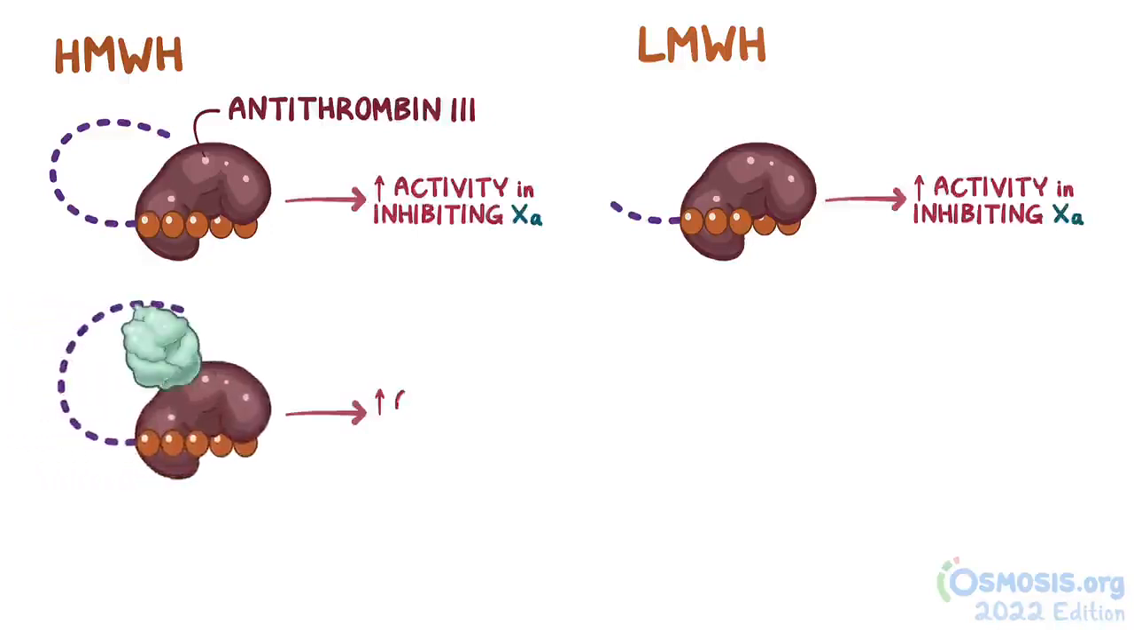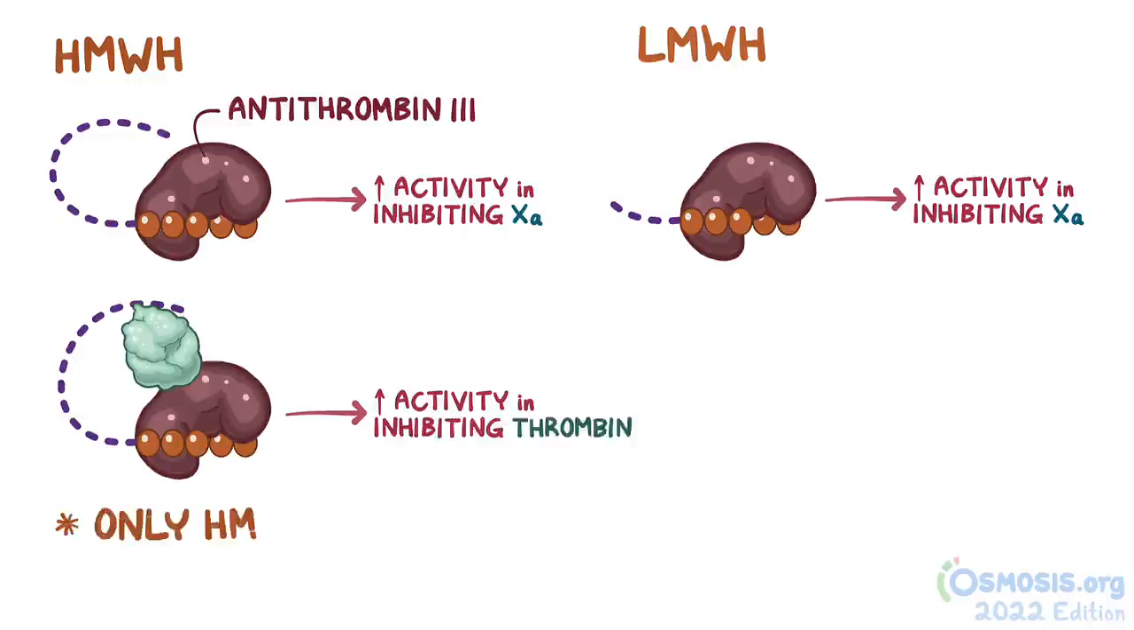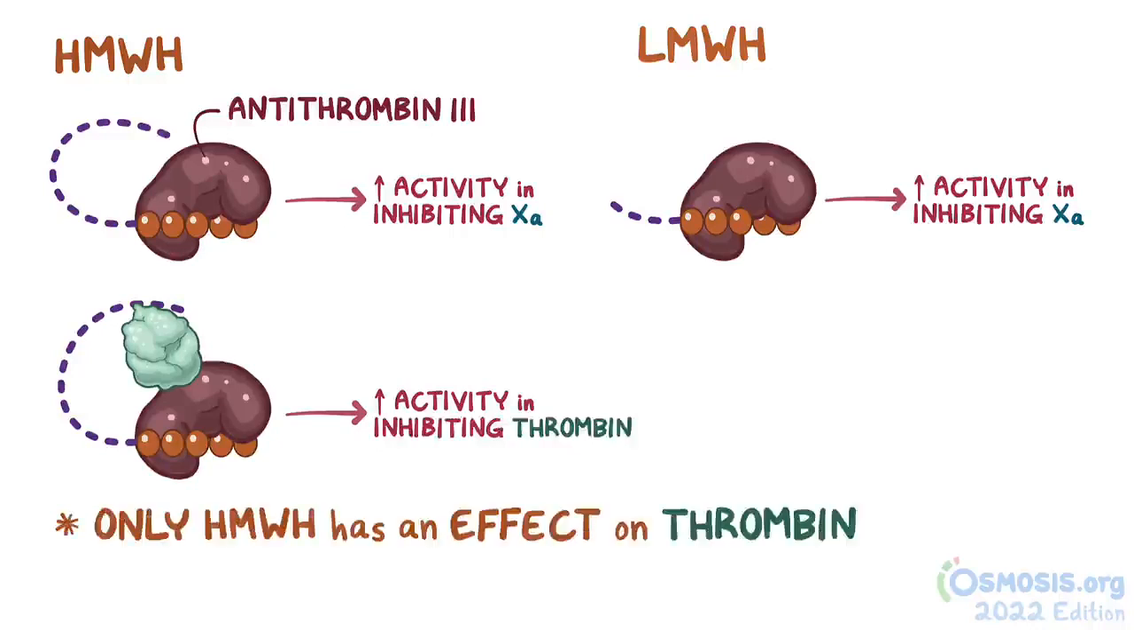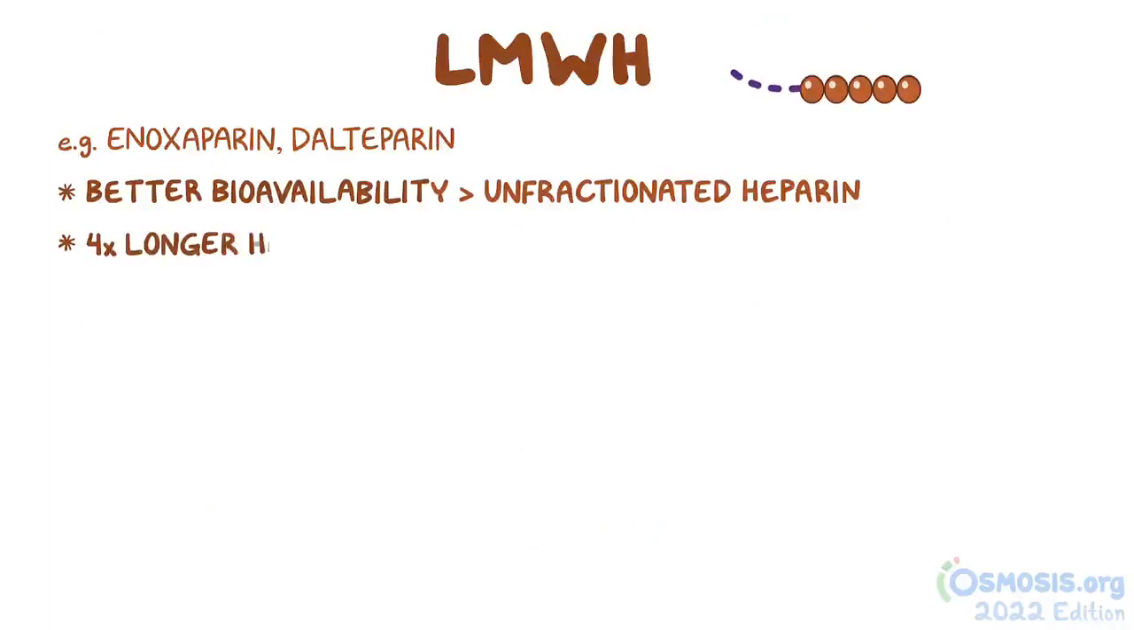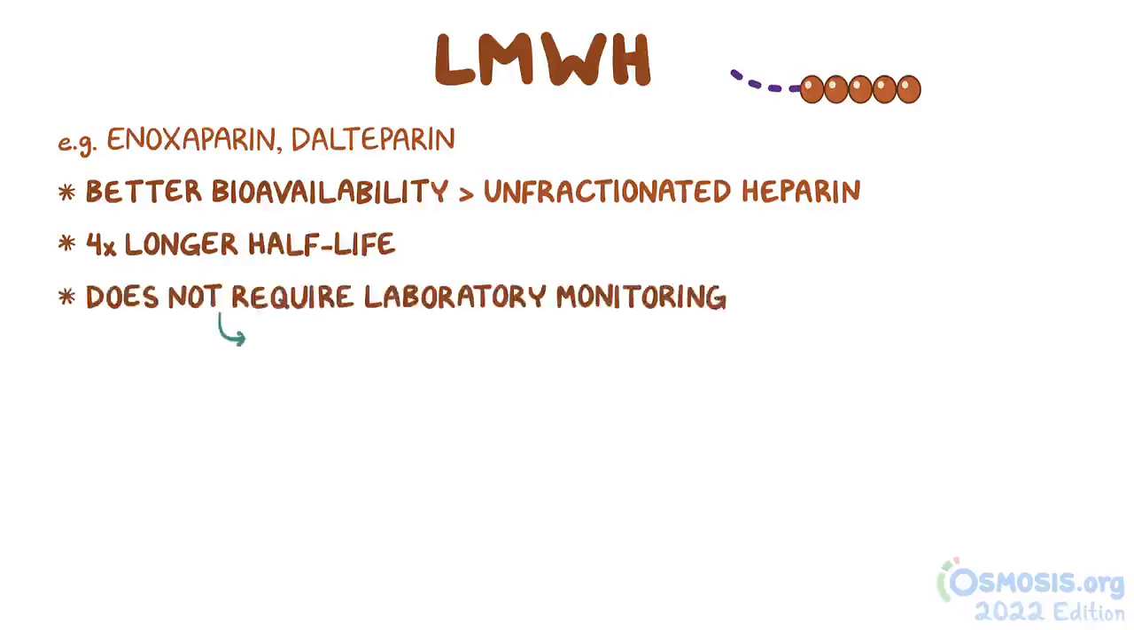However, in order to increase antithrombin 3's activity against thrombin, the thrombin needs to bind to the long tail of the heparin, meaning only high molecular weight heparin has an effect on thrombin. Compared to unfractionated heparin, low molecular weight heparin like enoxaparin and dalteparin have better bioavailability and have a 2 to 4 times longer half-life. Additionally, low molecular weight heparin does not require laboratory monitoring because it does not affect thrombin.